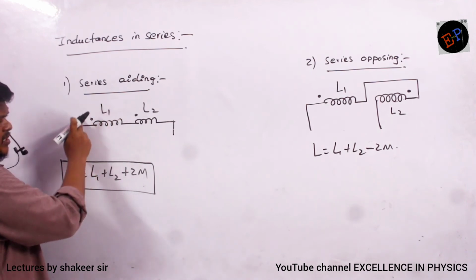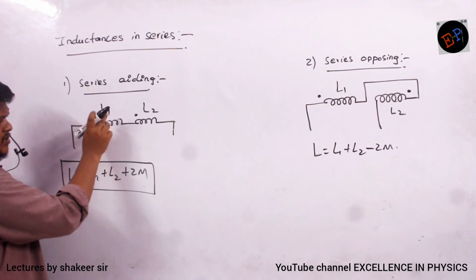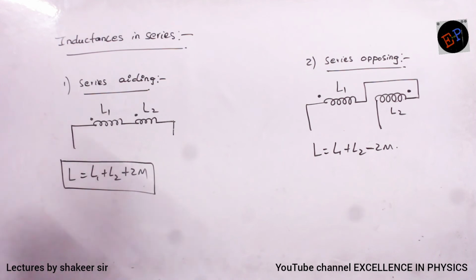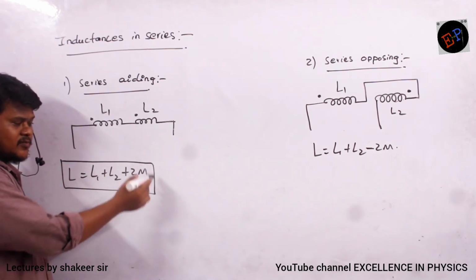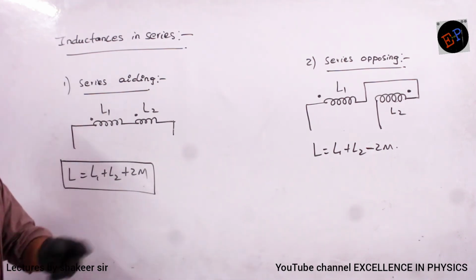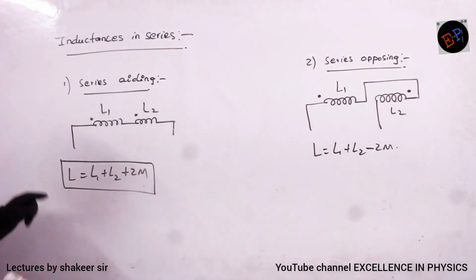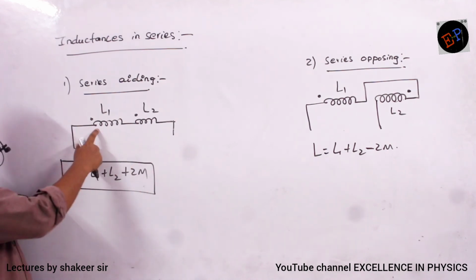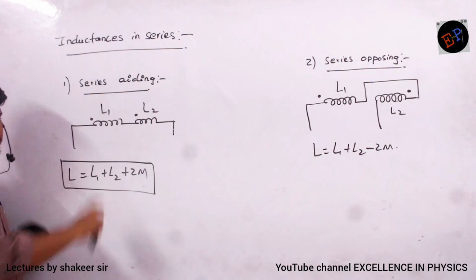So the EMF which is produced in this coil, or the flux which is linked with this coil, will be linked with the second coil also, such that the total inductance will become maximum. So mutual inductance will become positive here. That is, the total inductance of the circuit will increase. That type of connection is called series aiding. In this condition, the equation to calculate total inductance is L1 plus L2 plus 2M, where M is the mutual inductance between the coils.